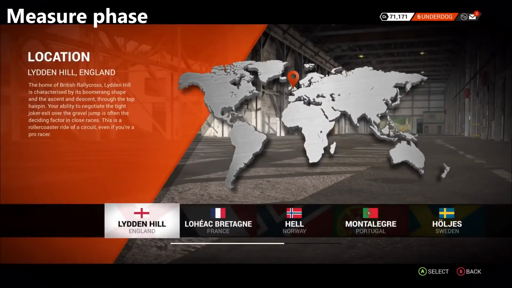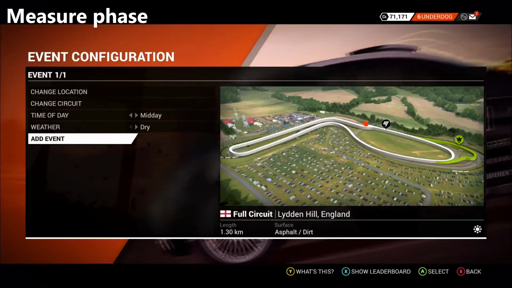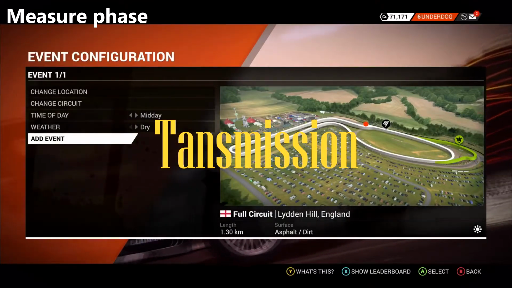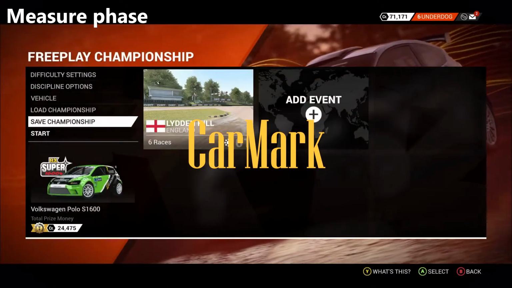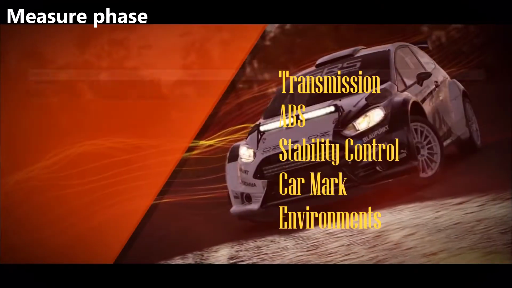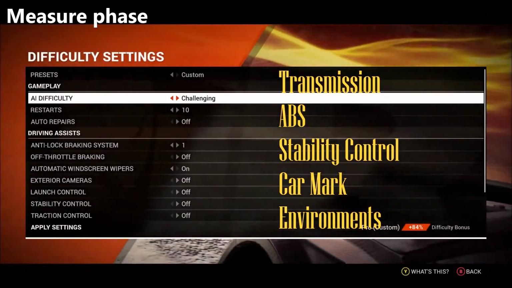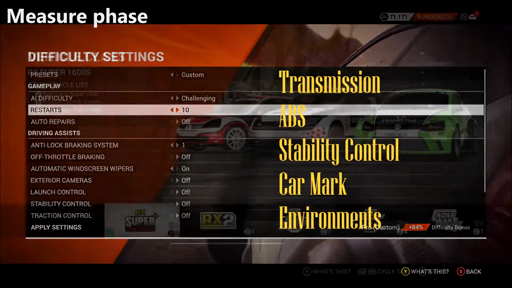Then, the sources of variation should be determined. In our study, we try to find out the influence made by transmission, ABS, stability control, the type of the car, and the environments. Different combinations of these sources of variation may influence the performance of the car.